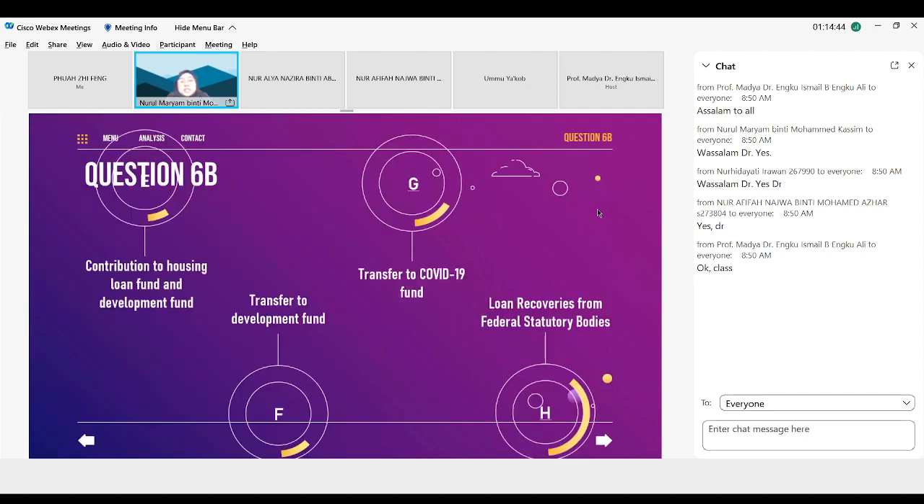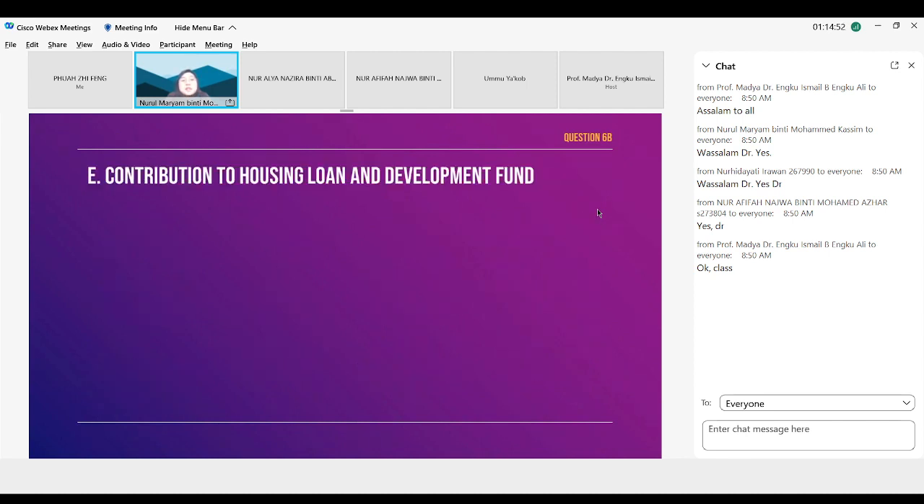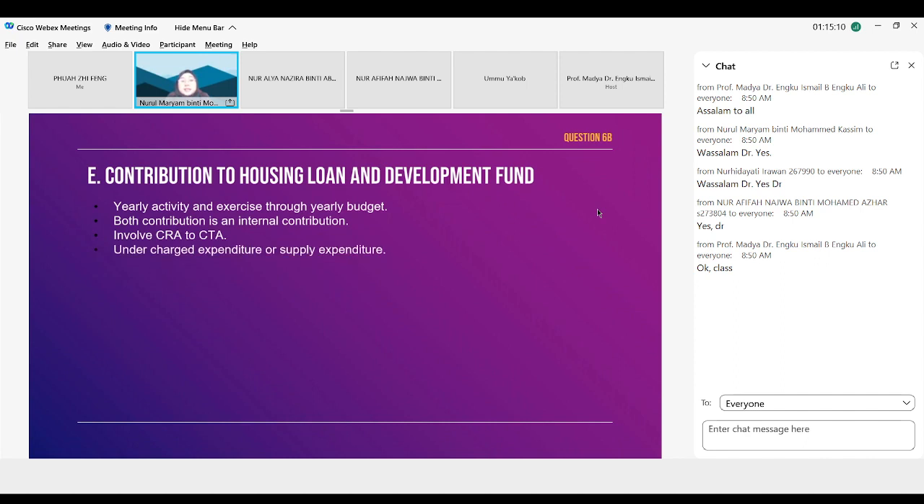Question 6B consists of four parts, continuing from the previous presentation just now: E, F, G, and H. First, E, contribution to housing loan and development fund. It is a yearly activity and exercised through the yearly budget. Both contributions are internal contributions. This contribution involves CRA to CTA, and it is under charge expenditure or supply expenditure.